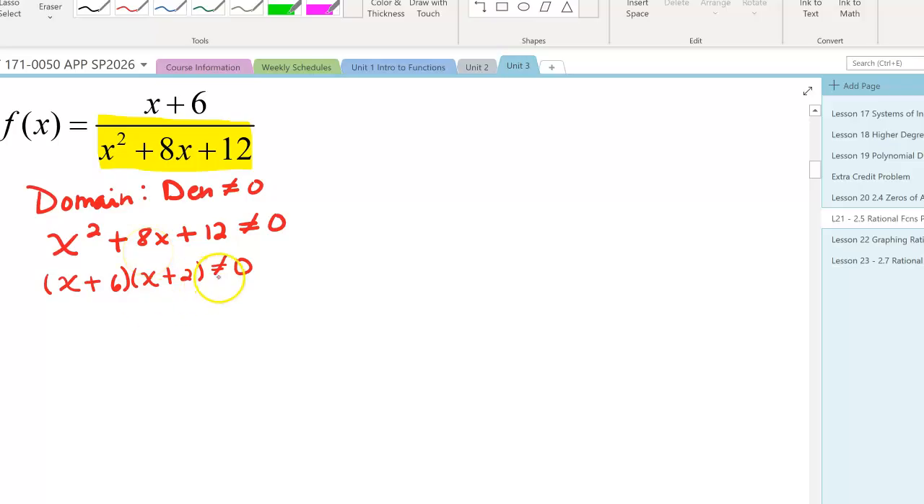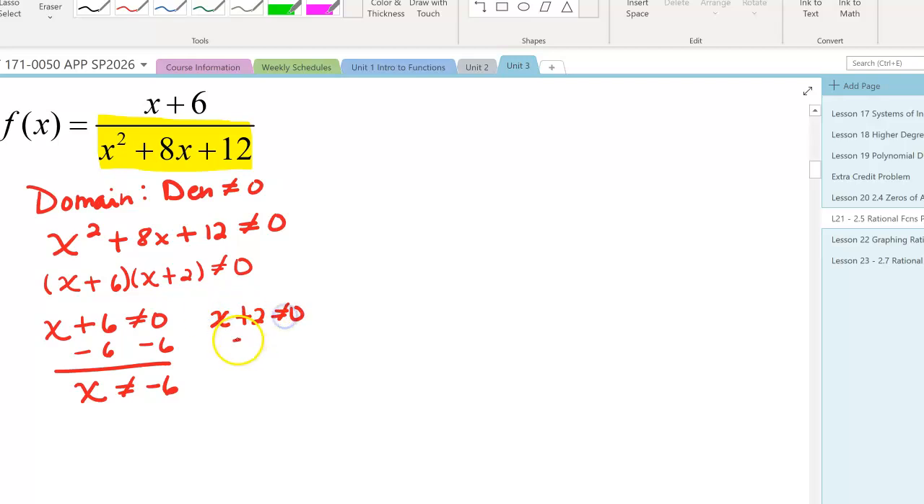So now that I have it factored, I can set each one of these not equal to 0. So x plus 6 cannot equal 0. Subtracting 6 from both sides will give me x cannot equal -6. Then I have x plus 2 cannot equal 0. Subtracting 2 from both sides will give me x cannot equal -2.